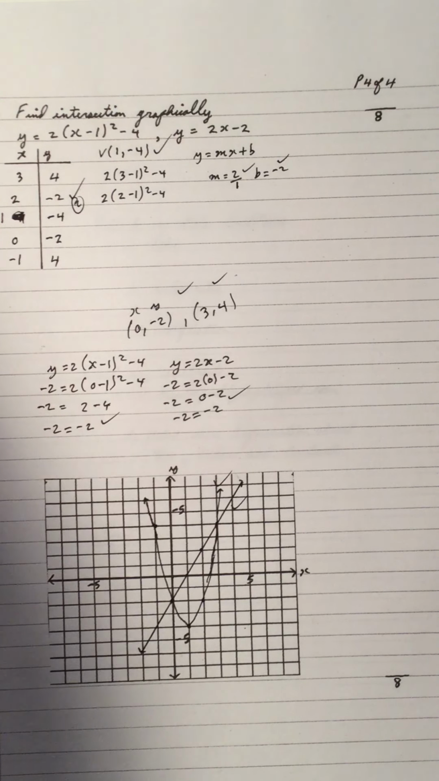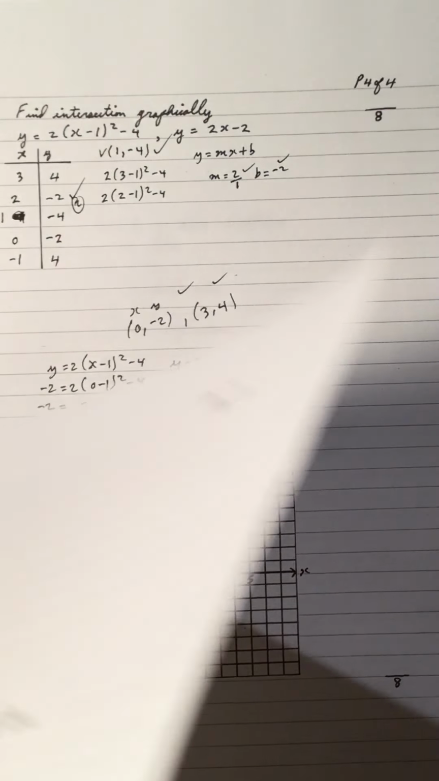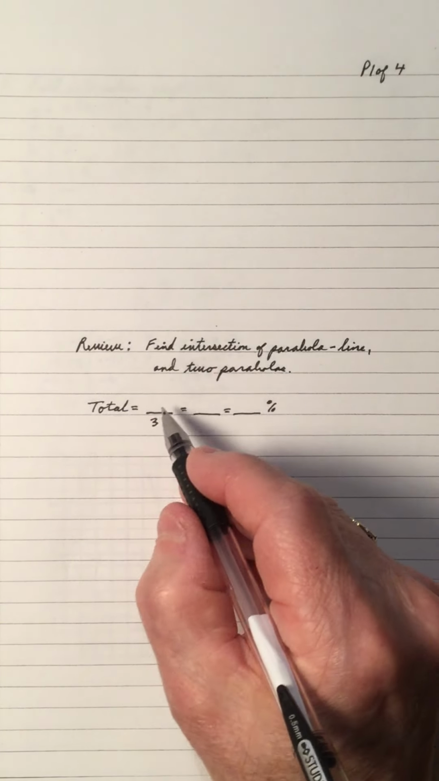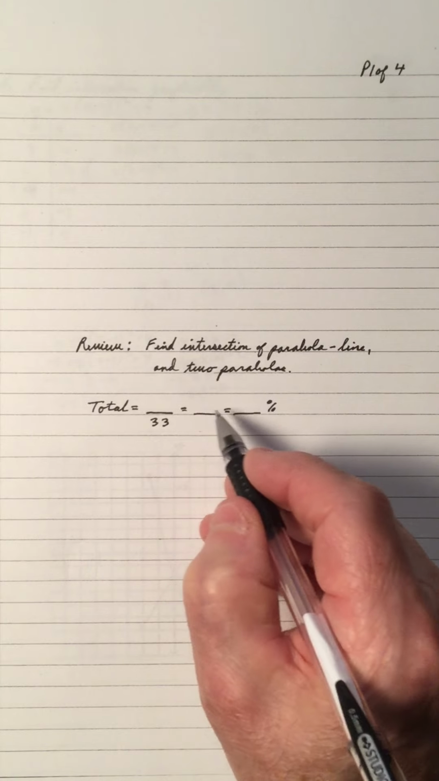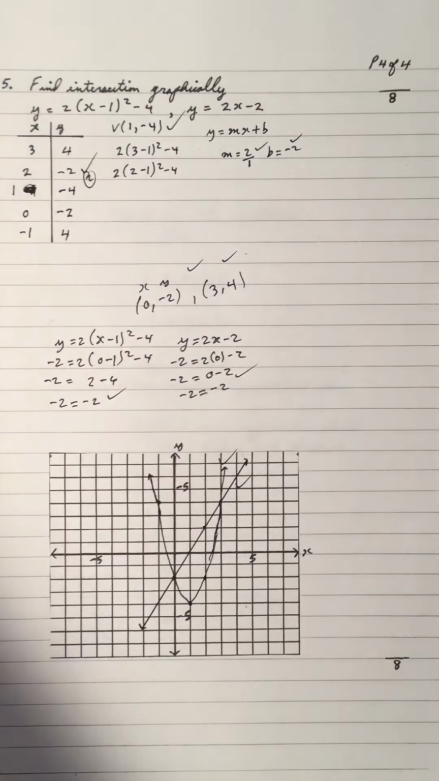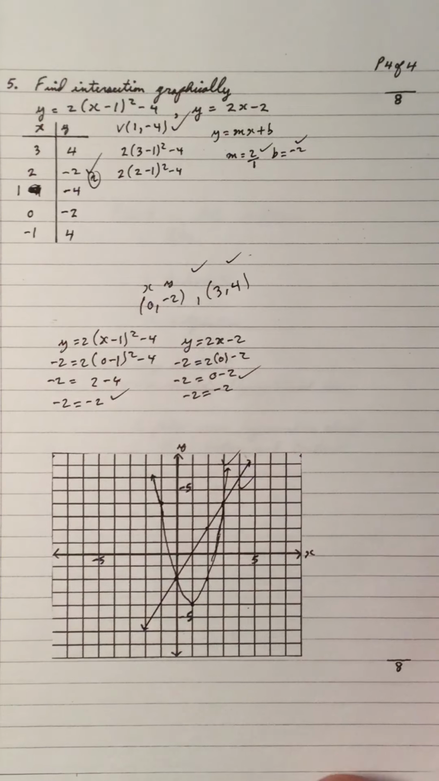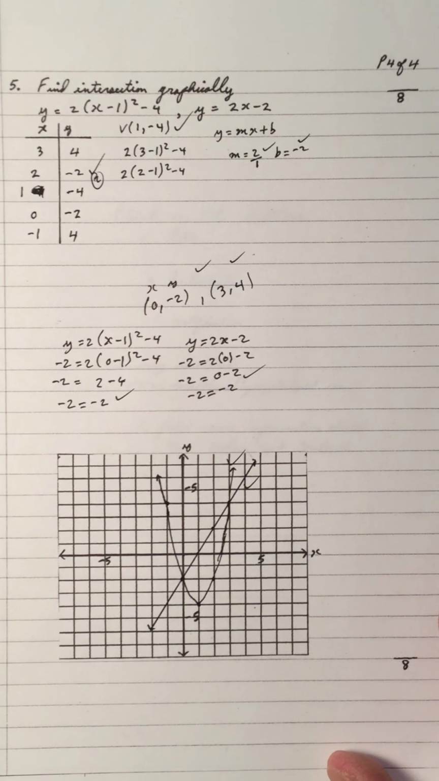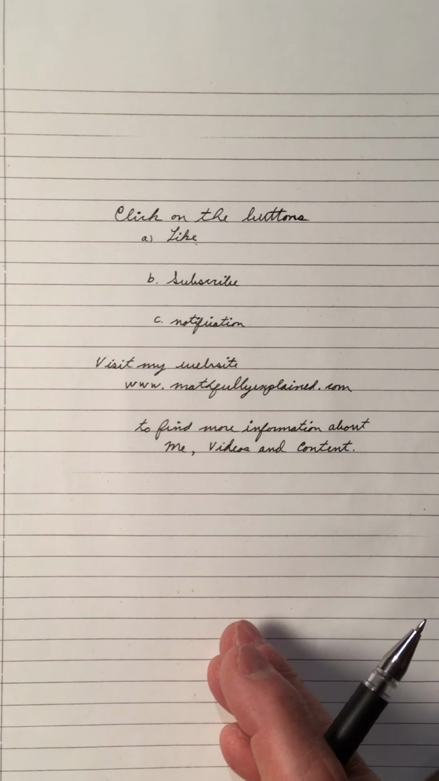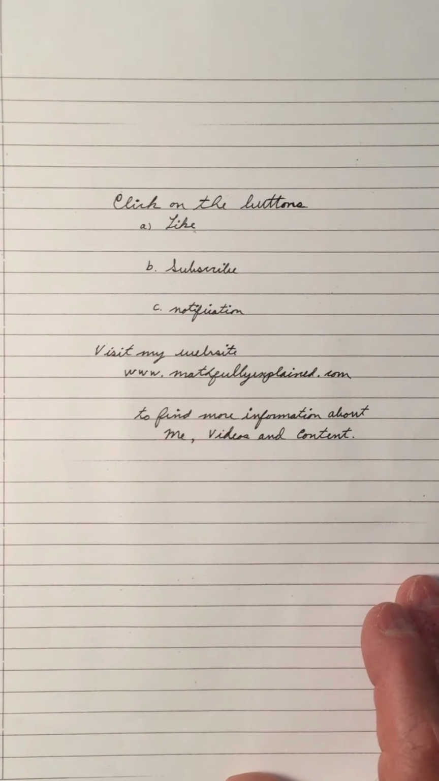Hopefully you go back to the beginning, you total up all your pages at the bottom, and when you get your total done, put it over 33, change it to a decimal, change it to a percent, and hopefully you got 100% on working out the intersection of a parabola and a line and 2 parabolas. So that brings us to the end of this unit on finding the intersection.